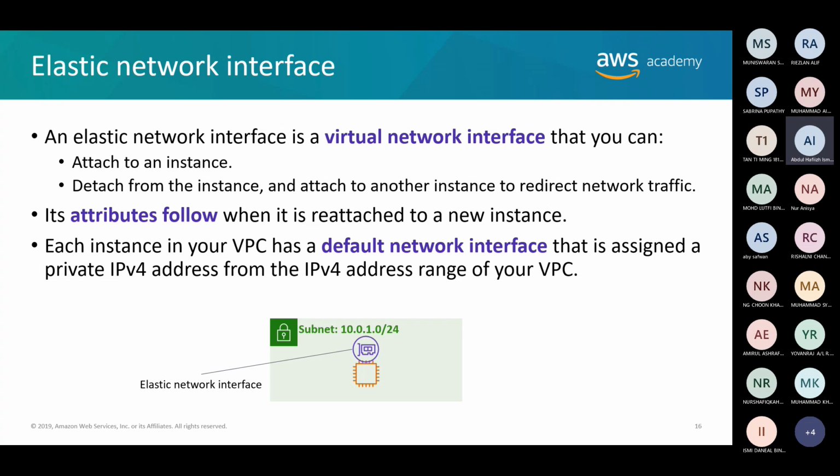So each instance in your VPC has a default network interface, the primary network interface, which is assigned a private IPv4 address from the IPv4 address range of your VPC. You cannot detach a primary network interface from an instance. You can create and attach additional network interfaces to any instance in your VPC. The number of network interfaces you can attach varies by instance type.